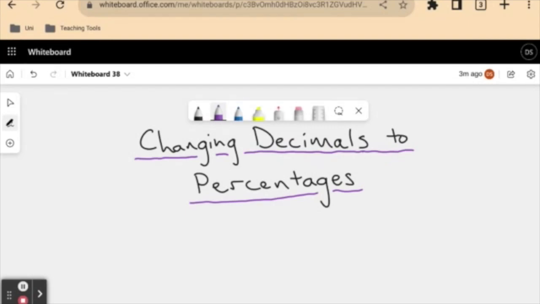Okay, so today we are going to be working on converting decimals to percentages. Now, if you watched my last video, I mentioned that this is a bit of a tricky concept to get your head around.